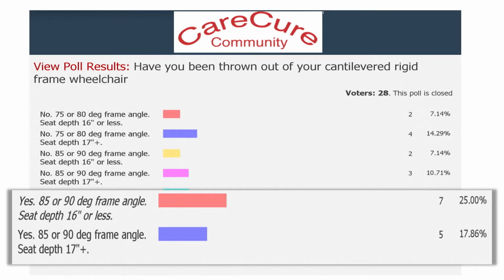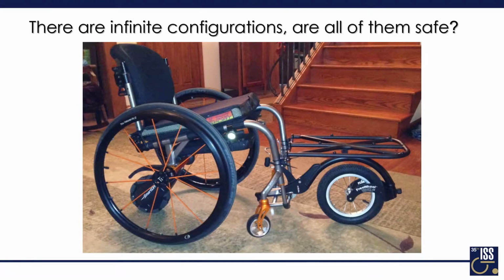And we will show this: even small adjustments in a chair can make a big difference in the usability or the danger. The other thing with complex rehab technology is there are infinite configurations, and the manufacturers didn't necessarily build these products to be used with other products.